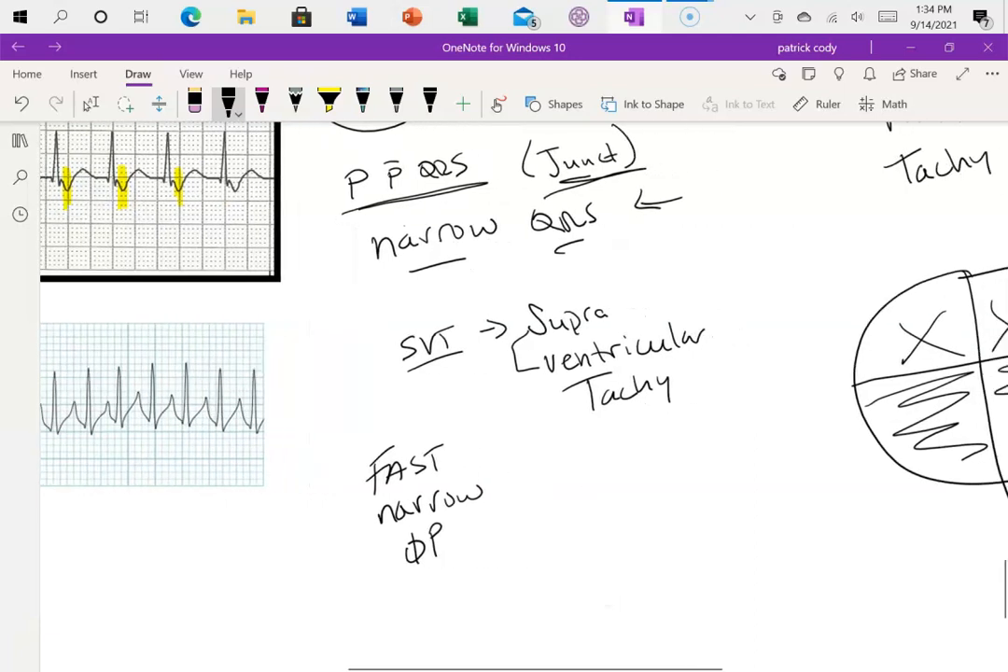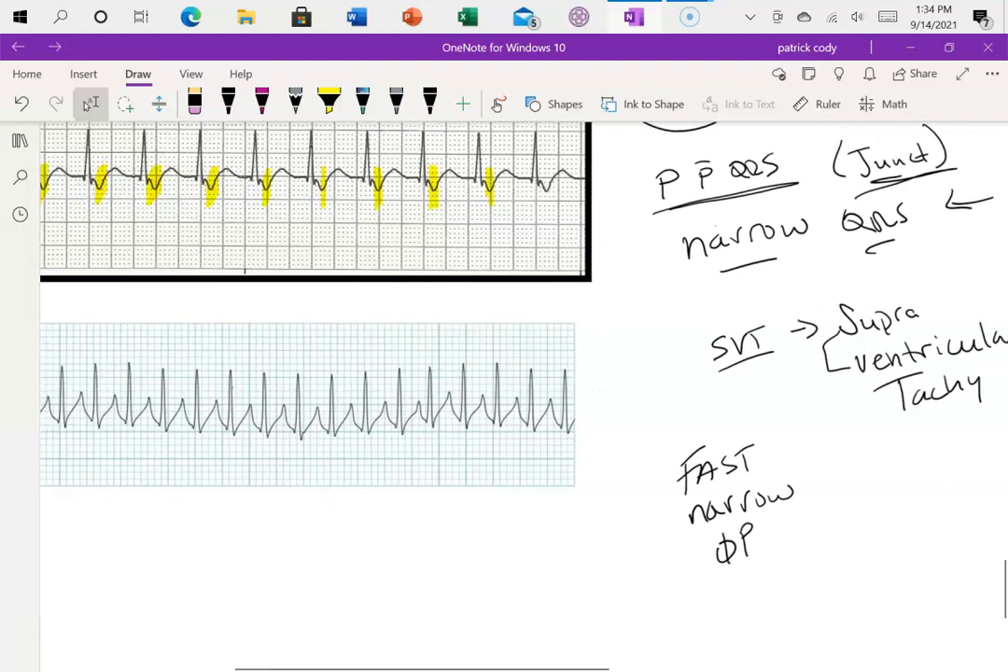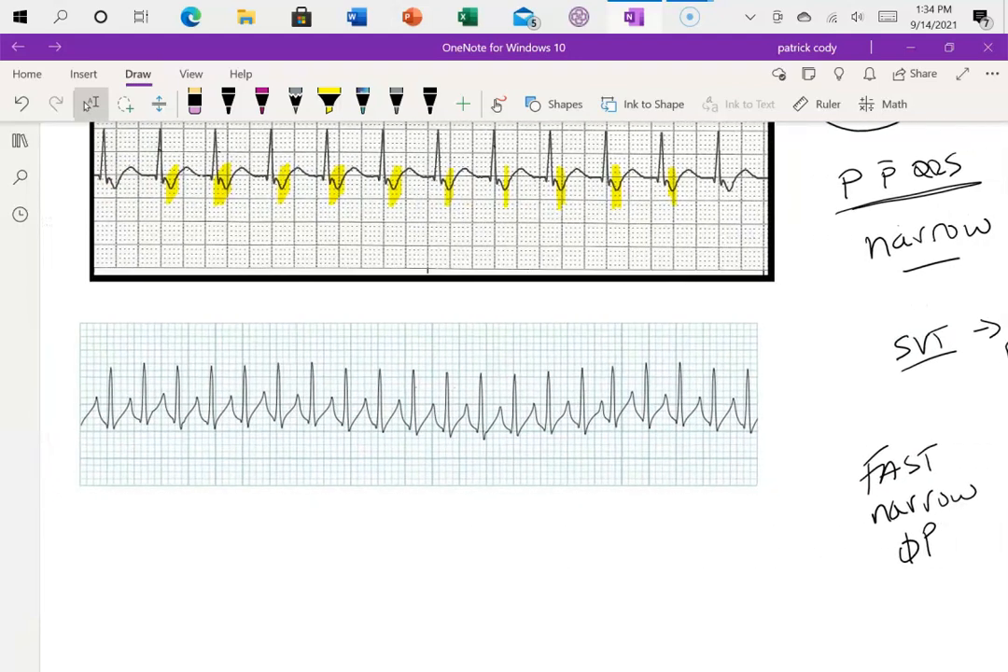Okay, so you could make the argument that this comes from the junction, or you could make the argument that it's just so fast that it's atrial in nature and we just can't see the P waves. Okay, so if you look at this rhythm strip here, one of the things you'll notice right away is that this is super fast. Quite honestly, this might be a little faster than the standard SVT, but we tend to think of SVT as a rate somewhere around 150.